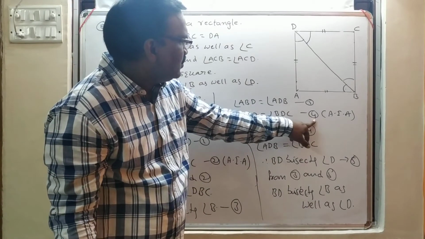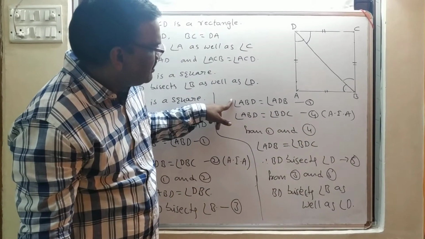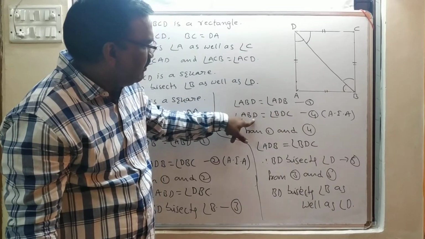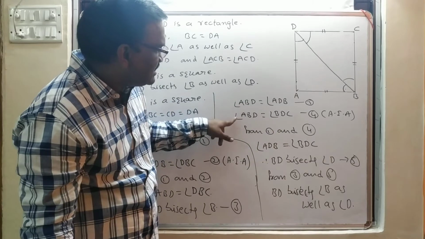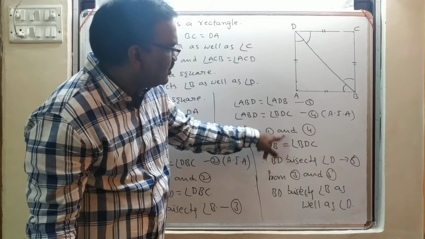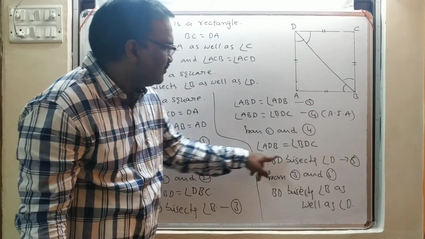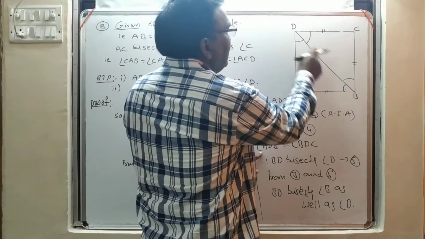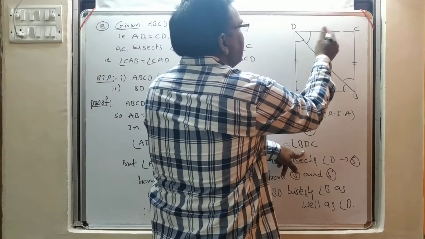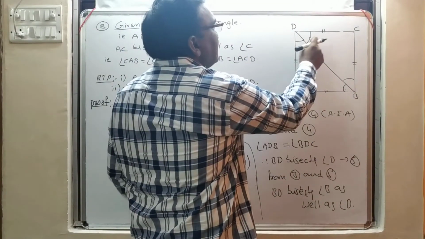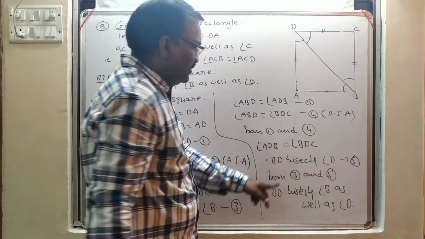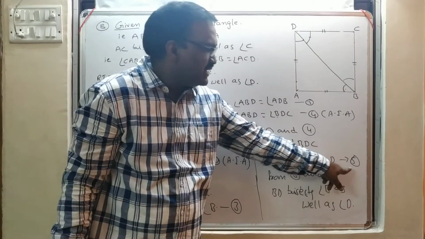From 1 and 4, observe that angle ABD is equal to angle ADB, and angle ABD is equal to angle BDC. So LHS equal, equate RHS. So angle ADB is equal to angle BDC, this angle equal to this angle. Therefore BD bisects angle D. This is condition 5.